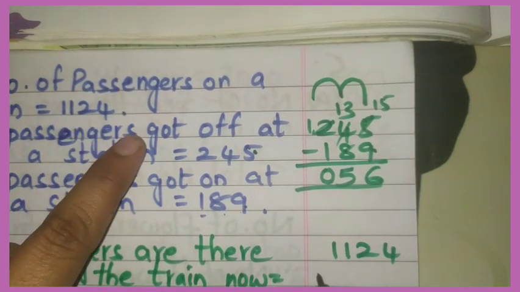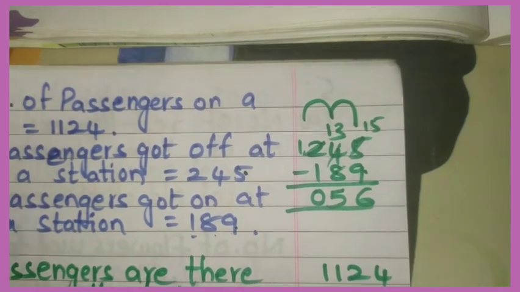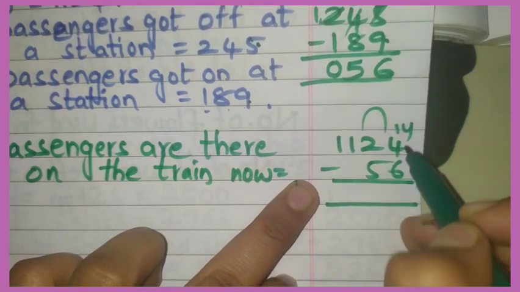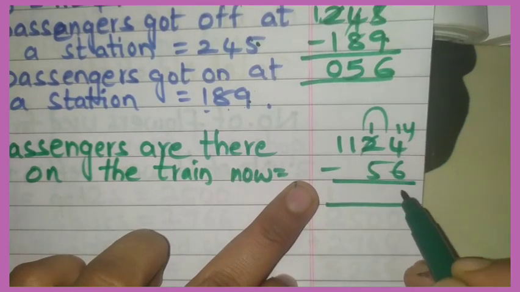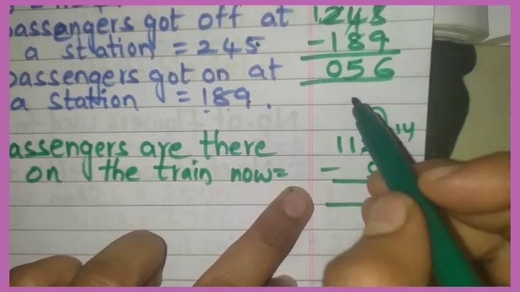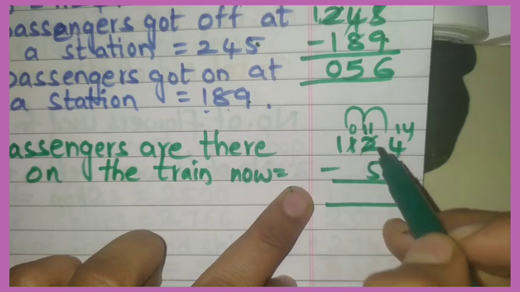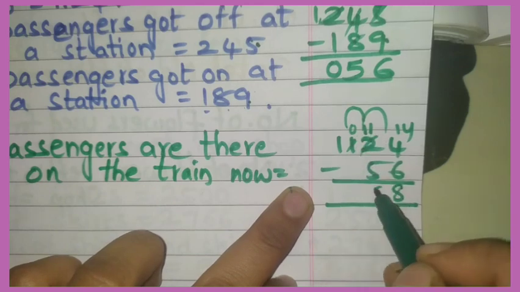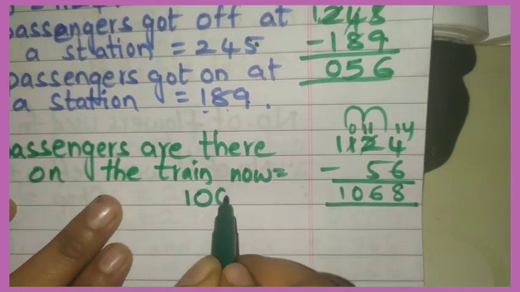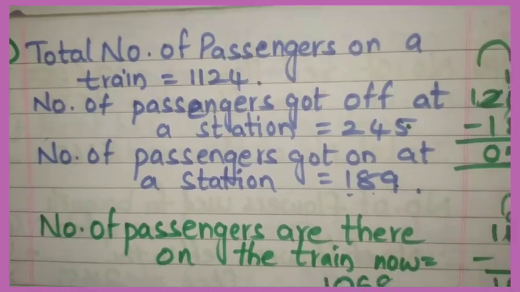1124 minus 56. From 4 we cannot subtract 6, so we will take borrow. It will be 14. Here 1. 14 minus 6 is 8. And from 1 we cannot subtract 5, so we will take borrow. It will be 11. Here it will be 0. 11 minus 5 is 6. 0, 1. Therefore 1068 passengers are there now. Okay, this is C answer.